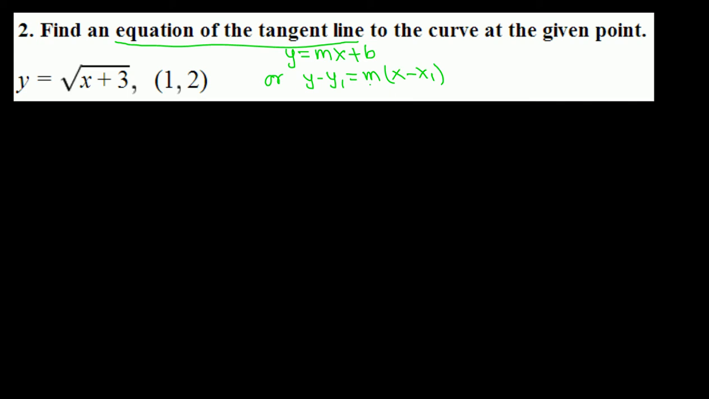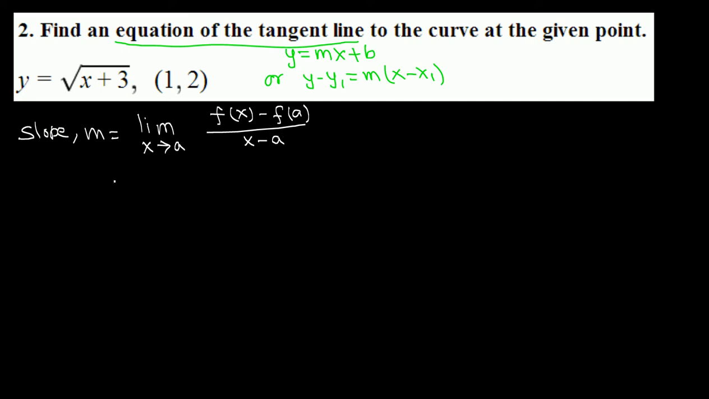In any case, we need to find the slope m, the slope of the tangent line at the given point (1, 2). So we want to find the slope of the tangent line to this curve at this point (1, 2). Okay, and we know by formula 1, the slope is given by the limit of f(x) minus f(a) divided by x minus a as x tends to a, provided this limit exists.